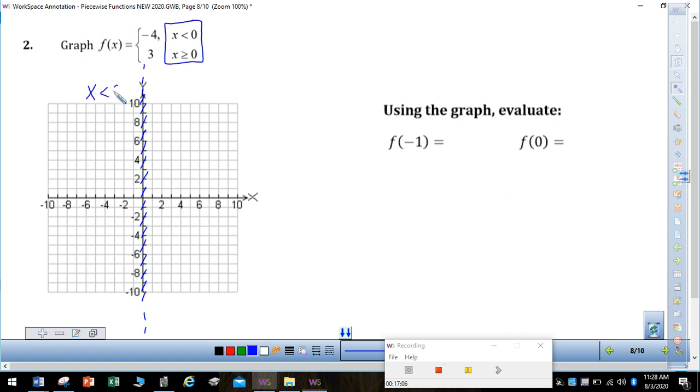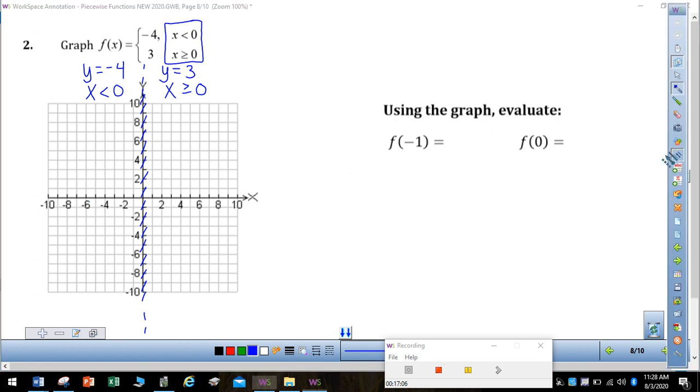So on the left side is where we have x values that are less than 0. On the right side is where the x values are greater than or equal to 0. Writing the equations, on the left side we have y equals -4, that's going to be a flat horizontal line through -4. On the other side we have y equals 3, another horizontal line.